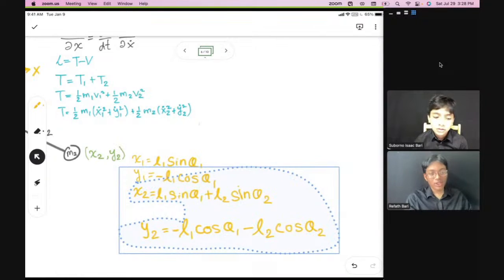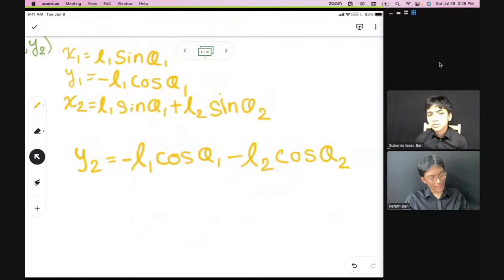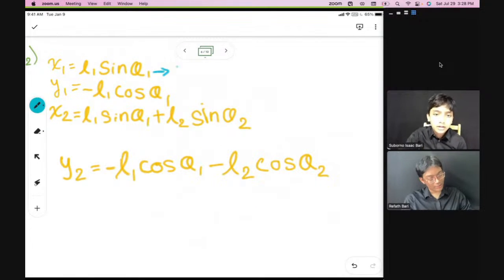So now what we're going to do is take the derivatives of these quantities. Let's take the derivative of x1. What is that going to be?